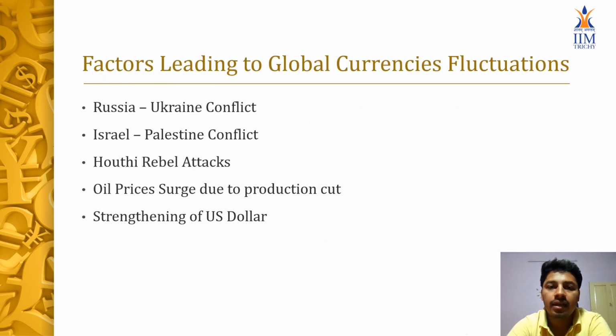First of all, I'll be telling about the global uncertainties which are influencing currencies and their fluctuations. The first and foremost is the Russia-Ukraine conflict, which has a huge impact upon the economies of all countries. The next one, the recent Israel and Palestine conflict, has created uncertainties in the Middle East region, followed by another event, the Houthi rebel attacks on shipments of goods, also leading to an oil price surge led by the production cuts of the OPEC countries. The other factor is the strengthening of the US dollar, which is impacting investments in the countries.